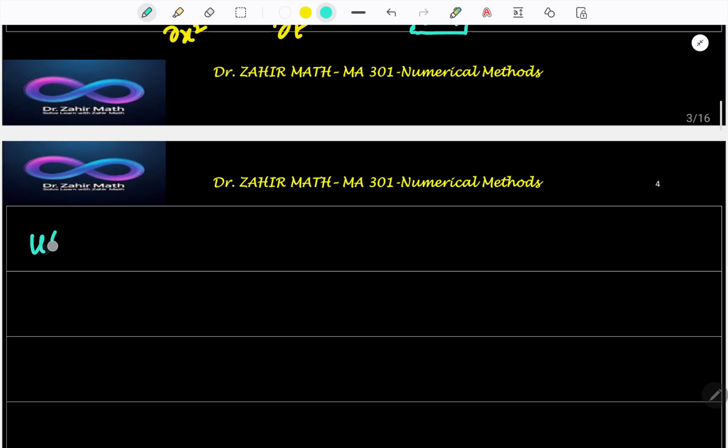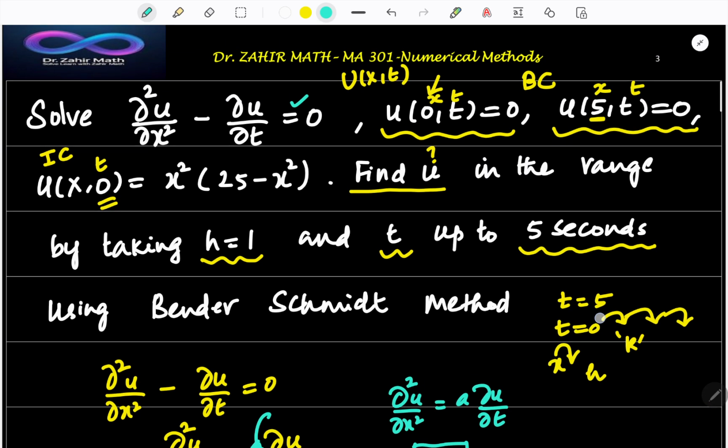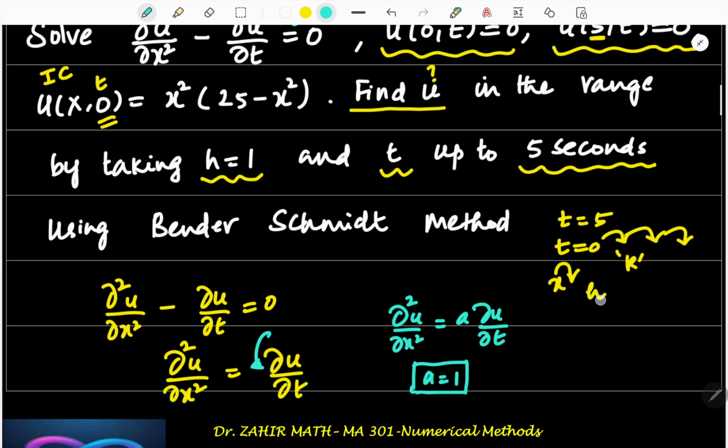The next is the condition. u(0, t) is 0 and u(π, t) is equal to 0. That means at x equal to 0, the temperature u is 0. At x equal to 5, the temperature is equal to what? 0. Keep in your mind. So two conditions over. The third condition, u(x, 0), that is the initial condition, which is x²(25 − x²). Okay, right. Now what is the next thing?